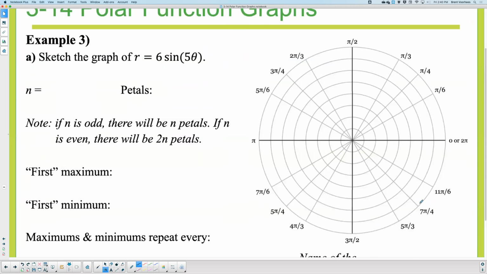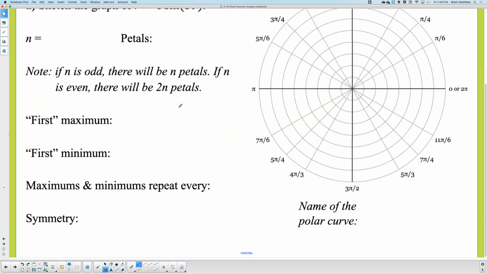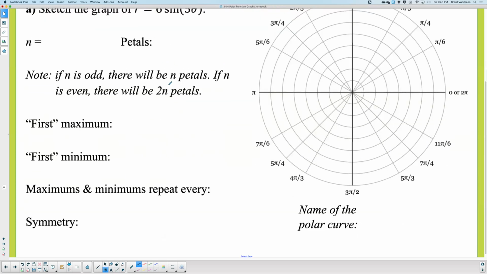Okay, here we go. More graphs, but this time I'm going to speed this up a little bit. What we're going to see here is called a rose. Go down to your name. I'm about to graph what's called a rose. It's going to look like a flower.